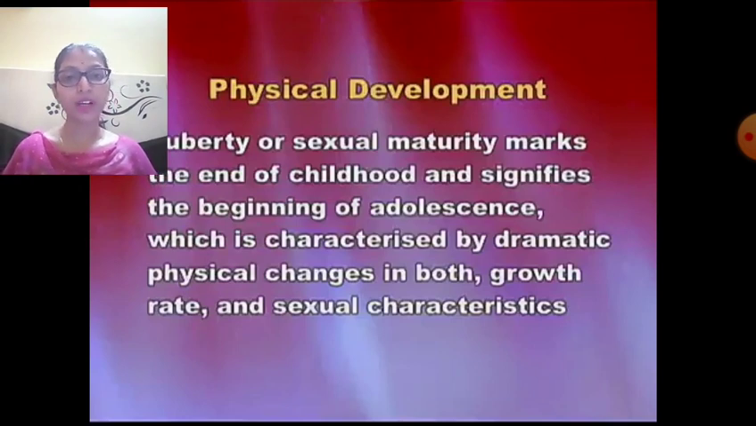Okay, primary sexual characteristic means the ability to reproduce, and the secondary characteristic means a sign or the features which show the maturity of the individual. For example, the growth of hair, the voice change.